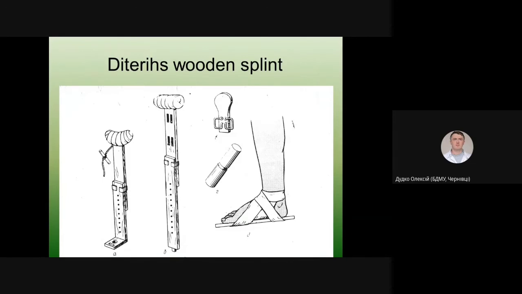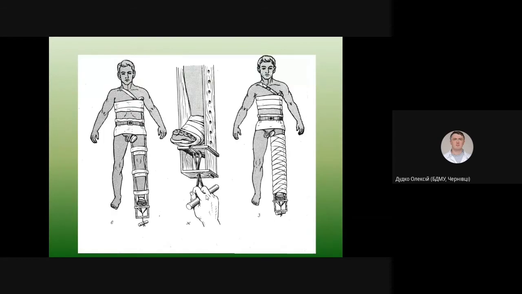So these are Dieterich's wooden splints. Dieterich's wooden splint has parts which are placed on the inner surface and outer surface, a part for the foot, where the foot is attached to the board, and a stick which is used to create a traction. Here's how the splint looks. You see the proximal part is bent to the body, the distal part is bent to the foot, and you can apply traction. By twisting a stick, you can apply traction over the extremity, which provides better fixation. Then you bandage the splint to the limb.